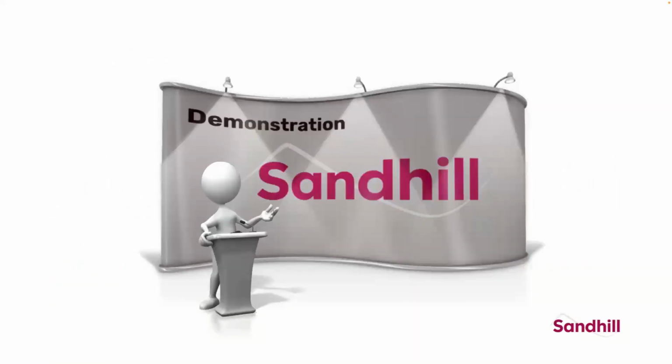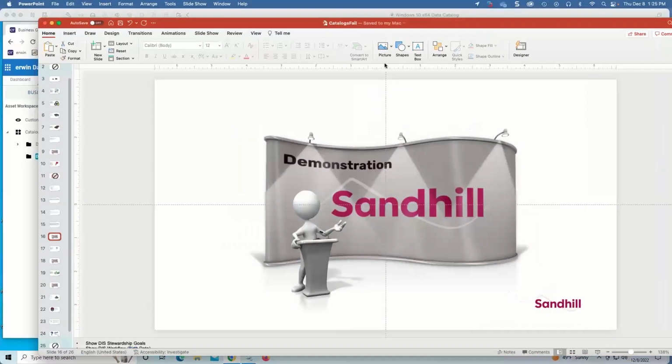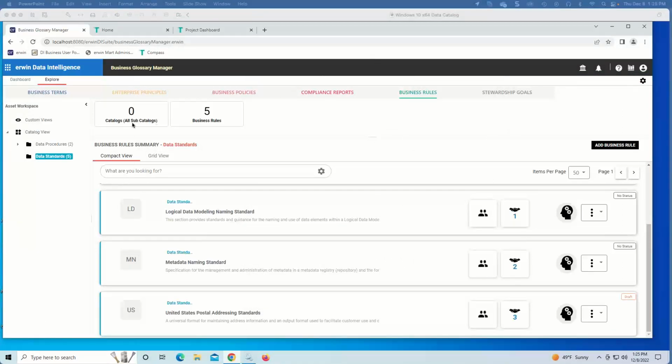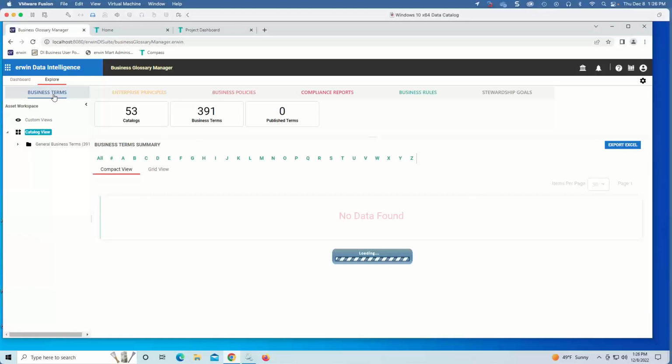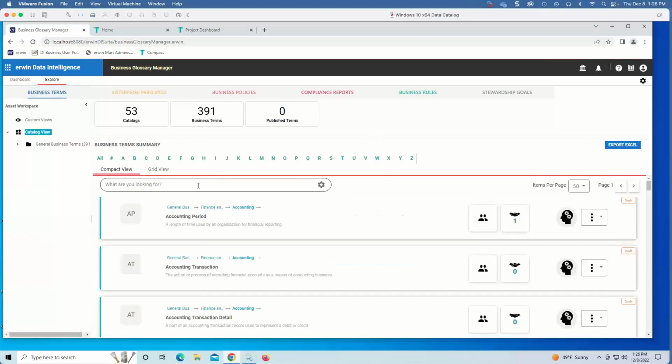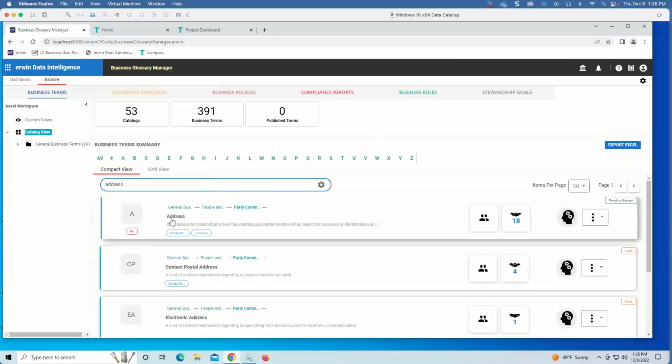So what I'm going to do now is jump back into the data intelligence suite here and show how we can deal with some of these definitional things. So in my business terms area here, I'll go back into my business terms. And I'll search for address. And I can find address.